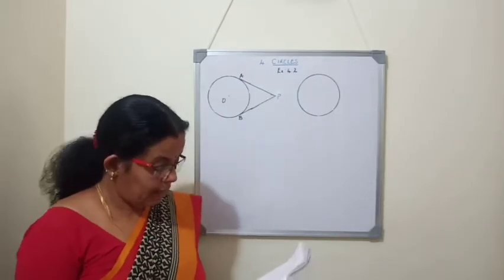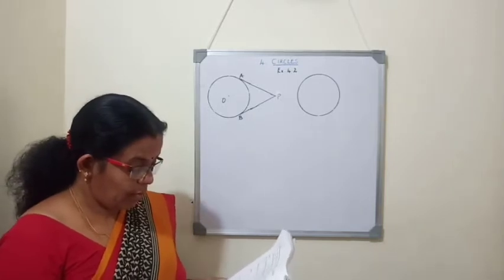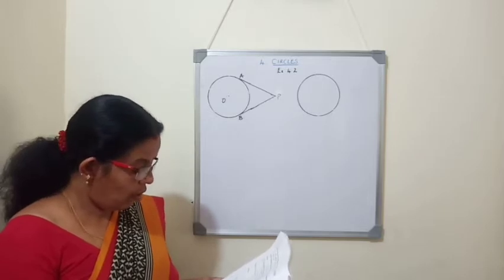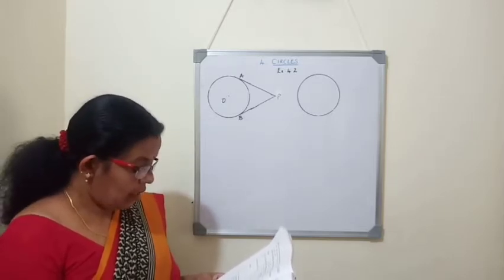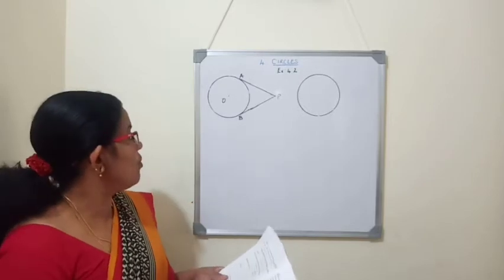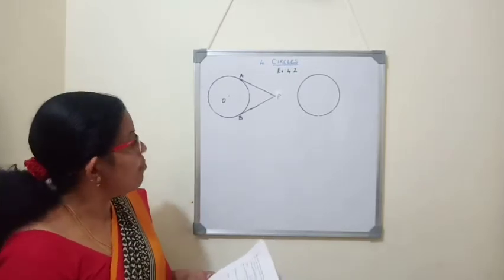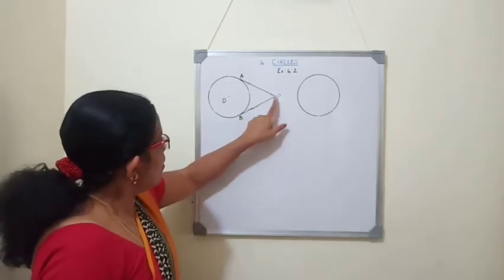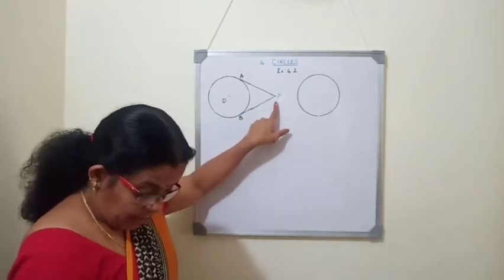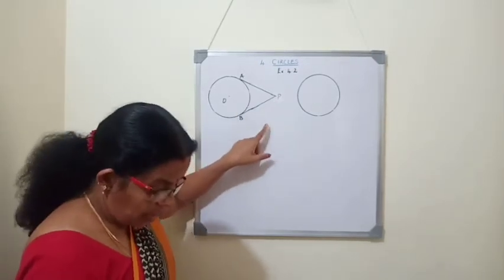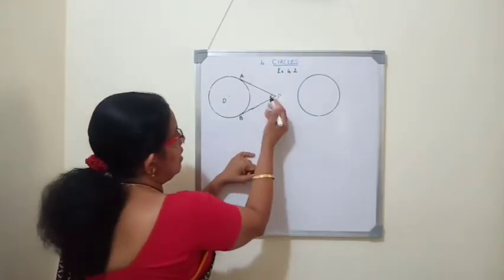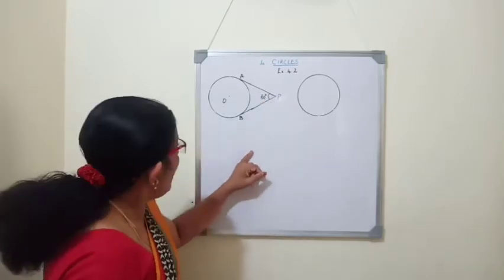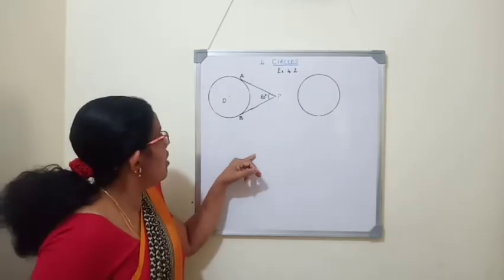Third question. If the tangents PA and PB from a point P to a circle with center O are inclined to each other at an angle of 80 degrees, then angle POA is equal to. So here PA and PB are the two tangents from the external point P. Tangents are inclined, so the angle between the tangents is 80 degrees. We have to find angle POA.